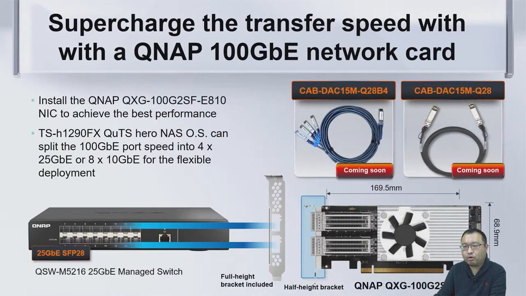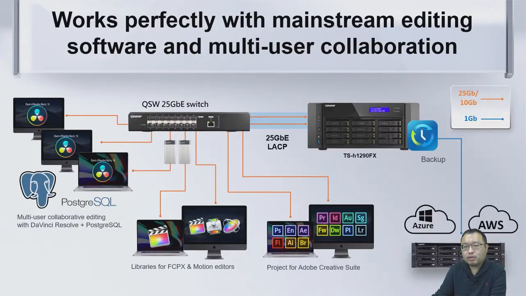About the 100 GbE support, here you can see that we support the QNAP 100 GbE card based on the Intel E800 IC solution. This one can have a direct one-to-one 100 GbE connection, or you can also use breakout cables. For example, the one you see on the right can break out from one 100 GbE port to four 25 GbE ports for other clients or switches. You can use our QTS Hero user interface to set up the settings for maximum flexibility. This is an example showing how multiple workstations can connect to the NAS directly or indirectly through a switch.